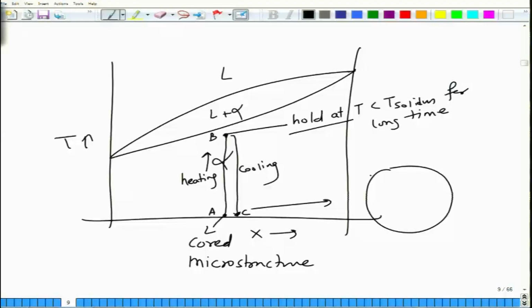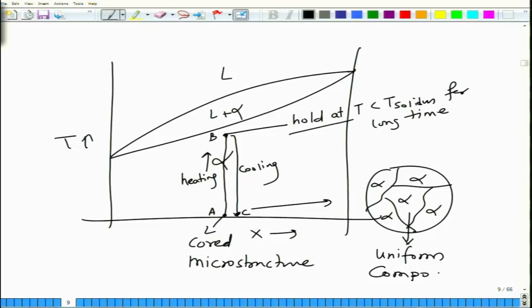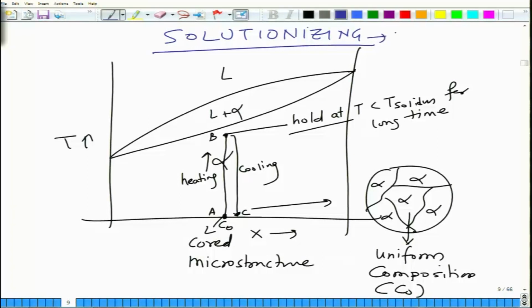So what this will give rise to is a microstructure which will have different grains of alpha. So this is alpha, this is alpha. So this will have uniform composition, same as that of what you had here, C naught. So this is called the solutionizing treatment, which is basically for homogenization of cored alloy. And this is a practice which is followed in industry to give rise to better components.